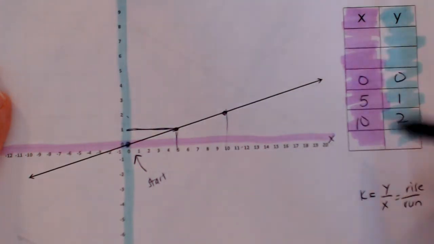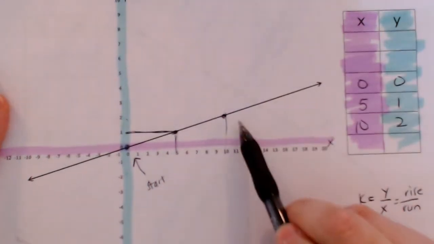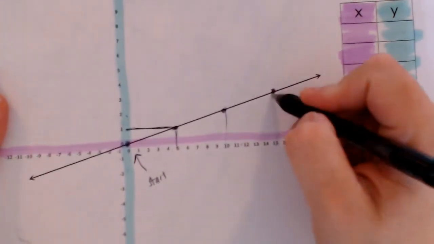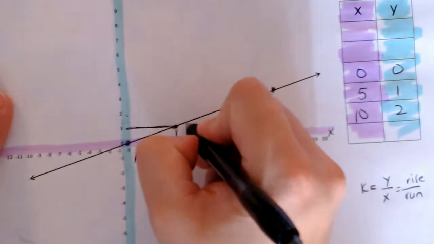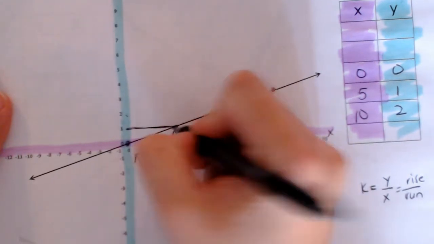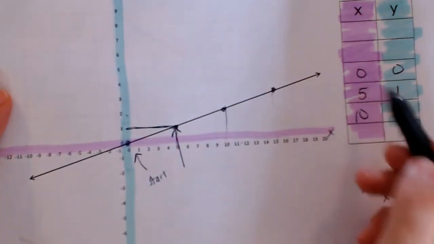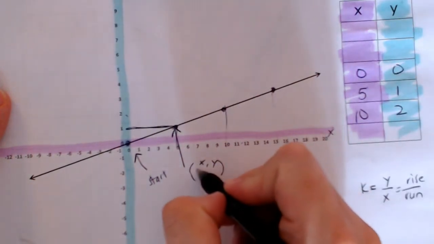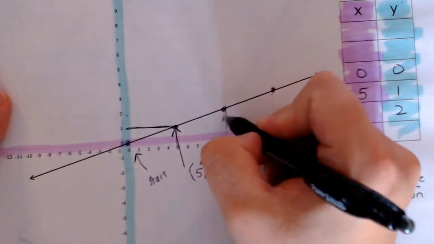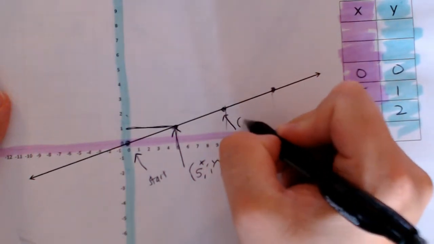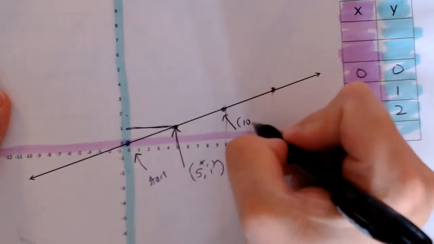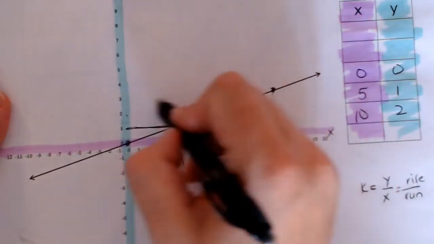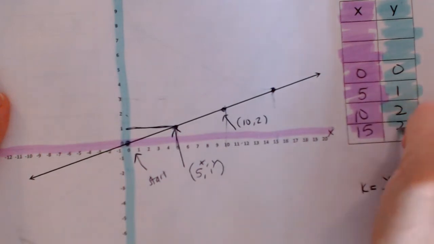Now let's fit in another coordinate point. It's right here. This point's name was (5, 1). This one's name was (10, 2). This one's name was (15, 3).